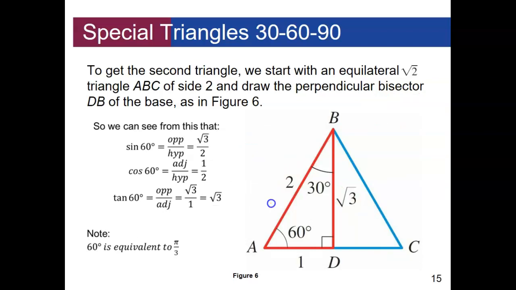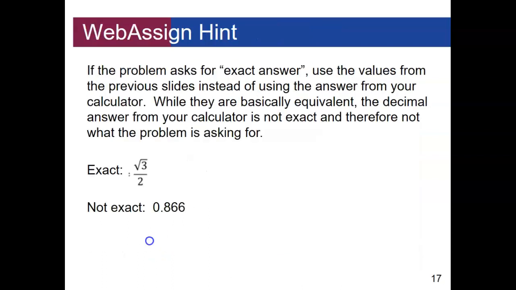So here's our 60 degrees. Okay, one thing, your WebAssign is going to count your problems wrong if you're trying to give it a calculator answer, because with these 30-60-90 and 45-45-90 problems, it wants an exact answer. That means it wants an answer like square root of 3 over 2, not your decimal answer for that.